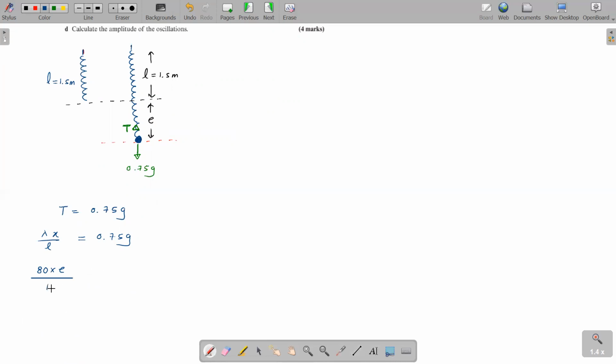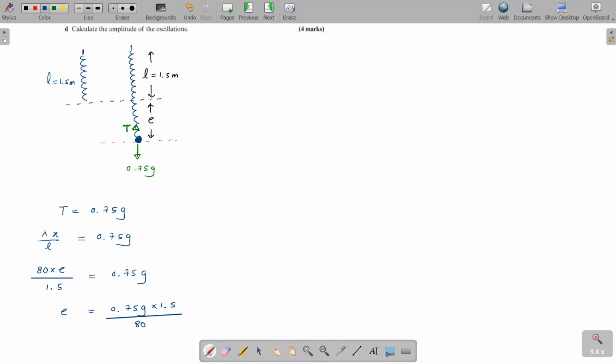Natural length is 1.5 equals 0.75 g. Guys, do you agree? 80 E over 1.5 equals 0.75 g. And then you can now make E the subject. E is 0.75 g into 1.5 divided by 80, right? 0.75 g into 1.5 divided by 80.